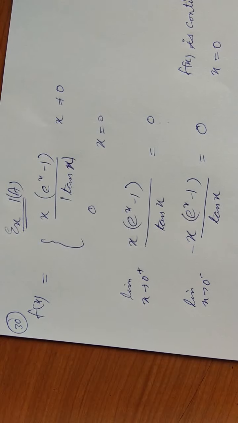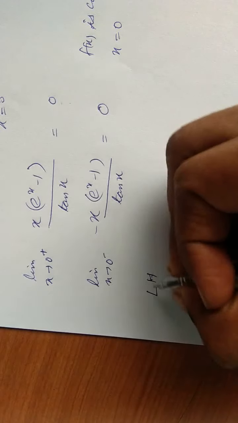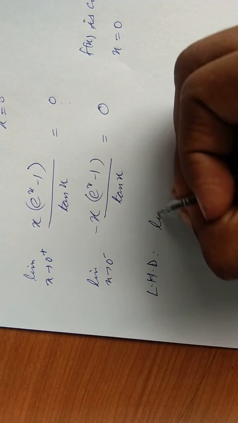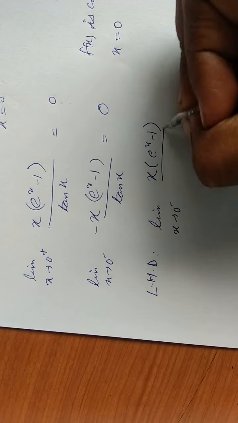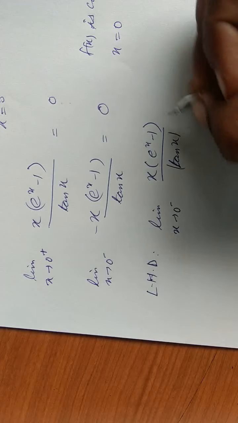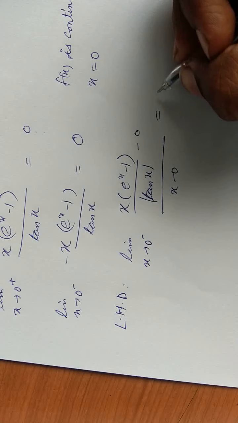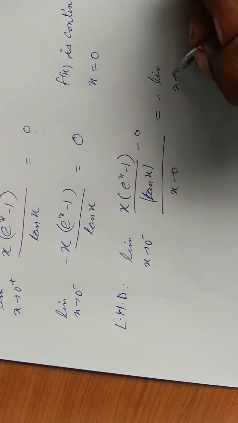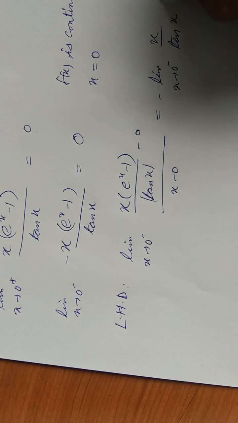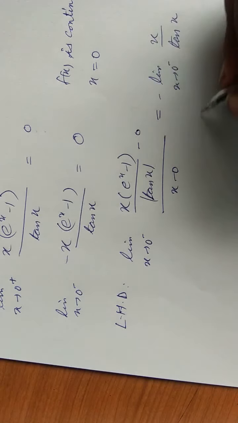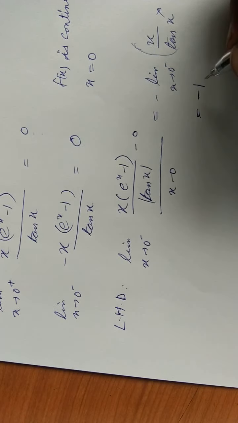Now we need to check differentiability. First calculate LHD: limit x tends to 0 negative. This comes out to be limit x tends to 0 negative of x upon tan x into (e^x minus 1) upon x. This is 1 and this is 1, so the limit is minus 1.